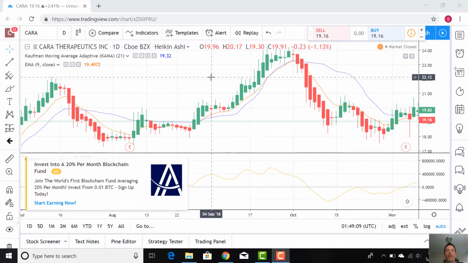Cara Therapeutics, remember to tie in all your indicators. We learn them one at a time, but we interpret them together in bunches. They're much more powerful that way.